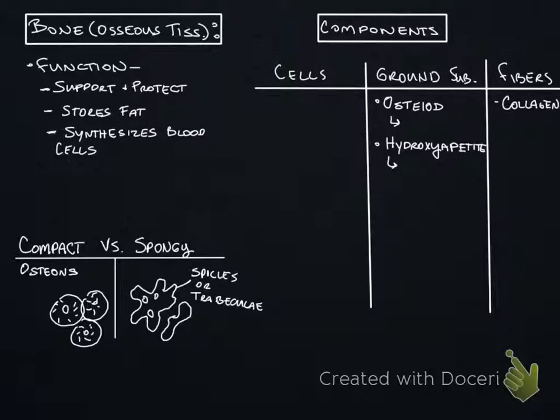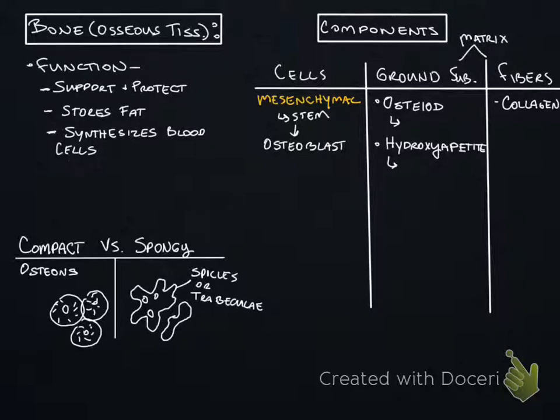Okay. Now, as far as the cells that make up bone tissue, we start off with a mesenchymal cell. Since bone is connective tissue, we call the stem cells mesenchymal. And this mesenchymal cell will become an osteoblast, osteo referring to bone. And this osteoblast, remember, produces our ground substance and fibers that make up the matrix.